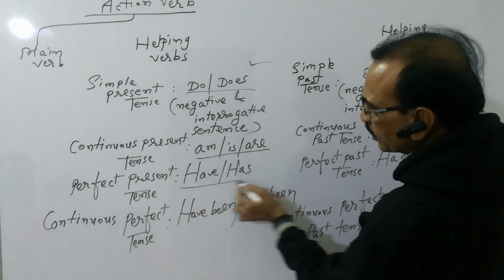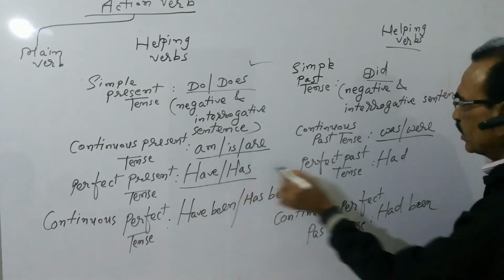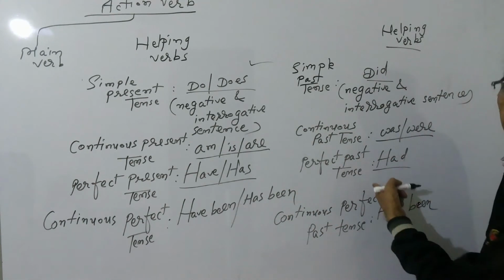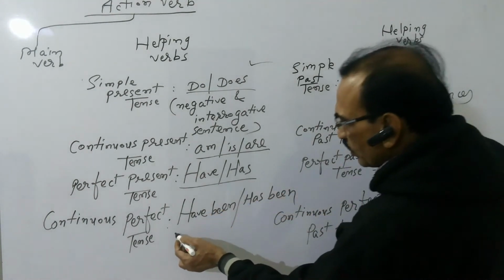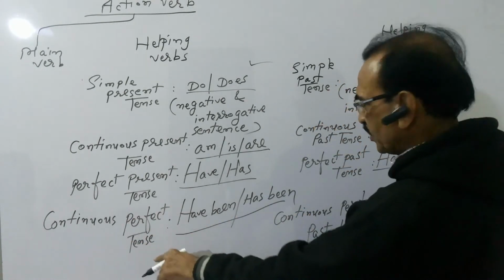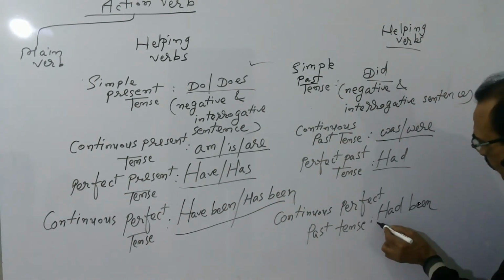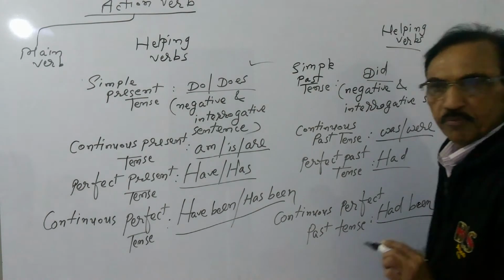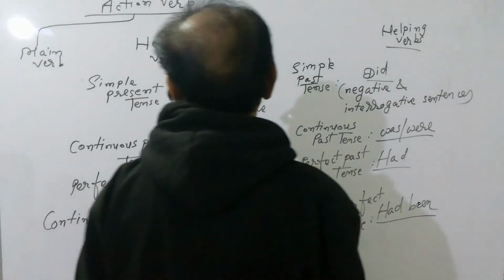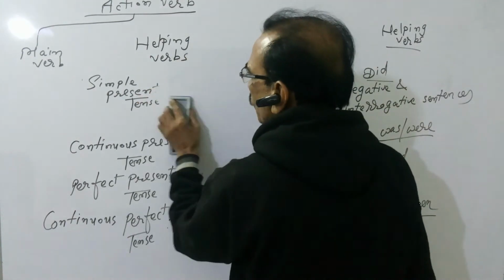Similarly, in perfect present tense, we have to use have and has as a helping verb. And the past tense of have has is had. It is used as helping verb in perfect past tense. Next, have been and has been, they are used as helping verb in continuous perfect present tense. And in continuous perfect past tense, we have to use had been as a helping verb. Similarly, we can write down the helping verbs for future tense.